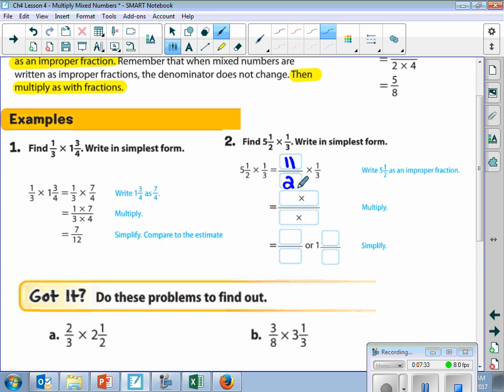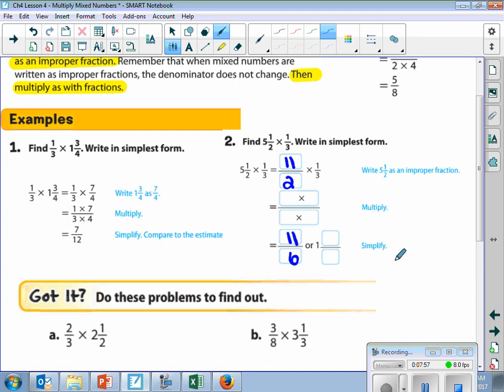Here, once again, we can't simplify anything, right? So we're just going to multiply straight across. So 11 times 1 is 11, and 2 times 3 is 6. And now you have an improper fraction. So now you want to change that improper fraction back to a mixed number.